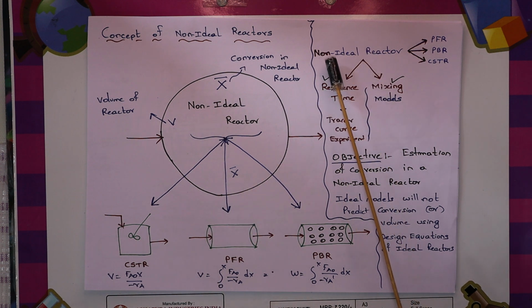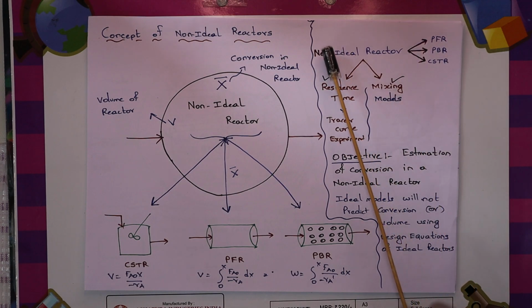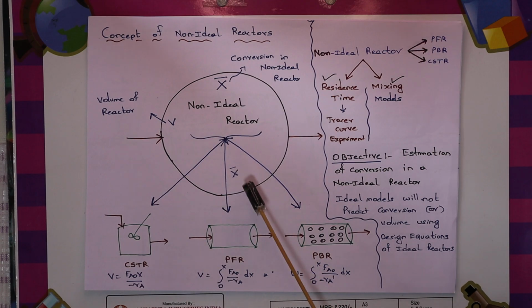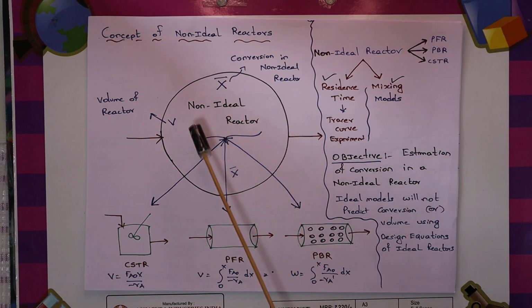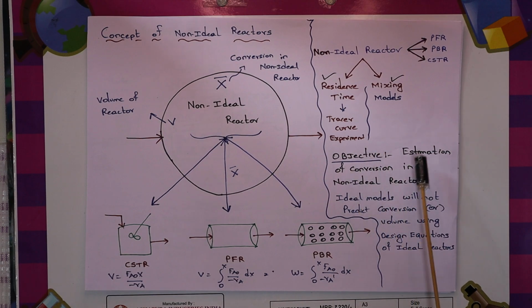That is why it is represented this way. A non-ideal reactor can be a PFR, packed bed reactor, or CSTR. To predict the conversion for a given volume, or the volume for a given conversion, we need to find out two different aspects of non-ideal reactors. One is the residence time of the molecules, and second is the level of mixing happening in this non-ideal reactor. If we are able to find out these two pieces of information, we can find out the conversion. The objective is to estimate the conversion in this non-ideal reactor.